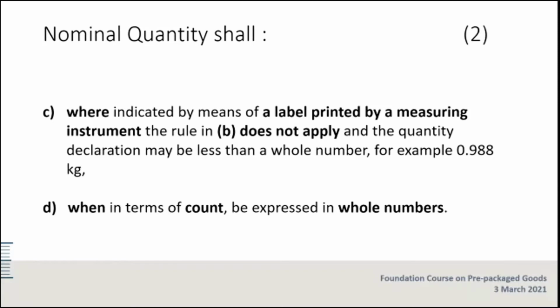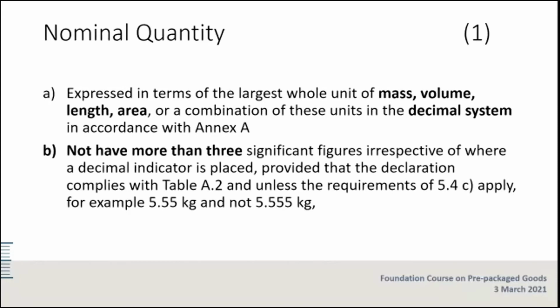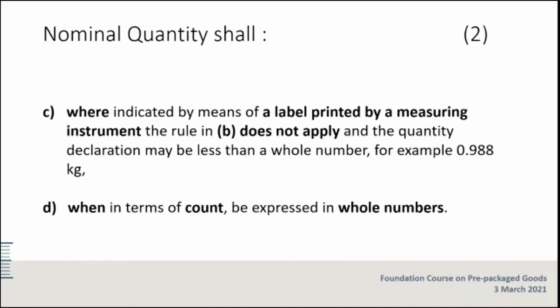Where indicated by means of a label printed by a measuring instrument, the rule in B does not apply. Okay. And the quantity declaration may be less than a whole number. Yes, for example, 0.988 kilo. We could have that because it was printed by the measuring instrument.